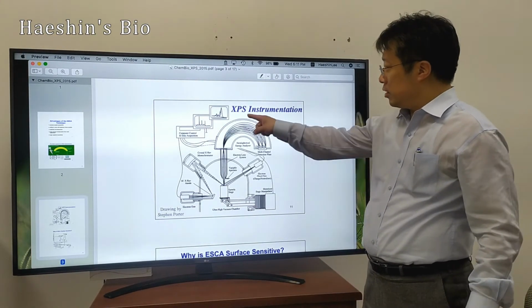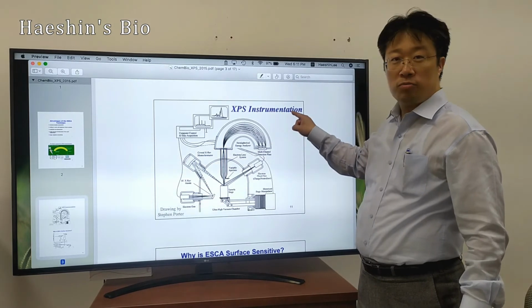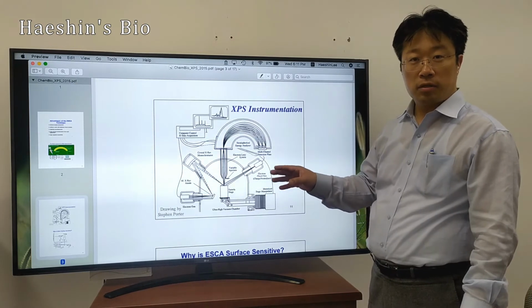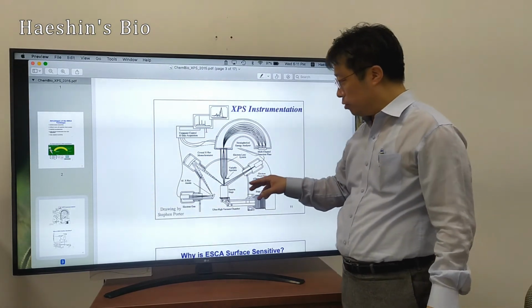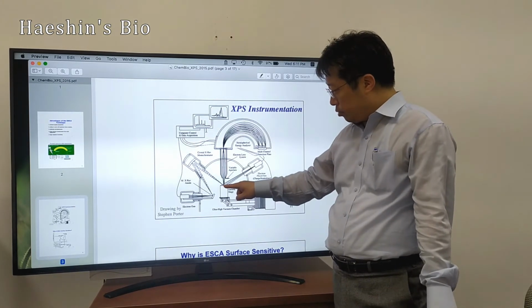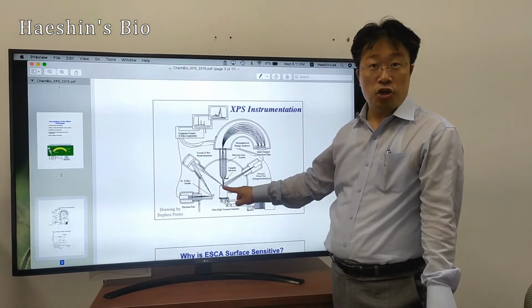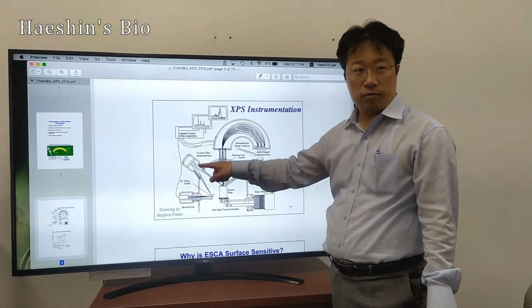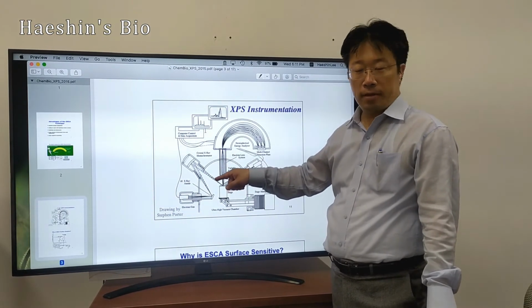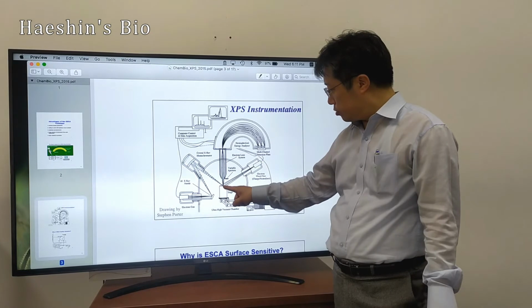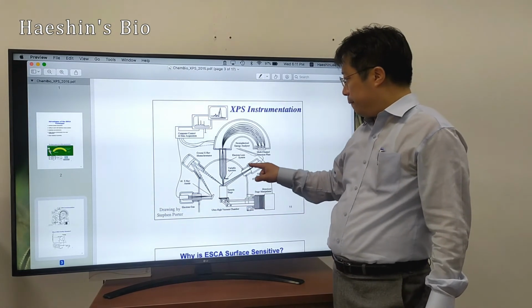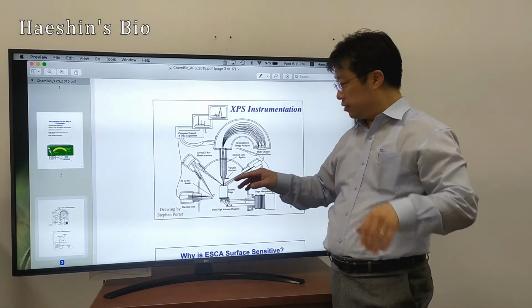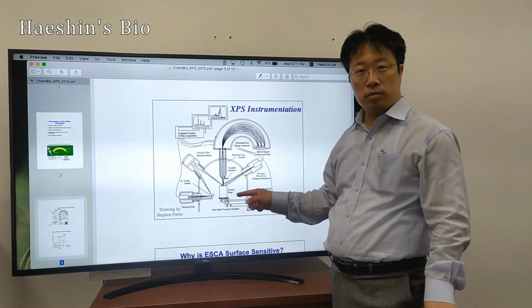So this is the XPS instrument, the overall configuration of XPS. It looks very complicated, but it's very simple. For example, your protein-adsorbed surface is located here, and the X-ray source is coming from here. The X-rays hit the surface, and the photoelectrons are ejected in all different directions. From here, any direction is possible.